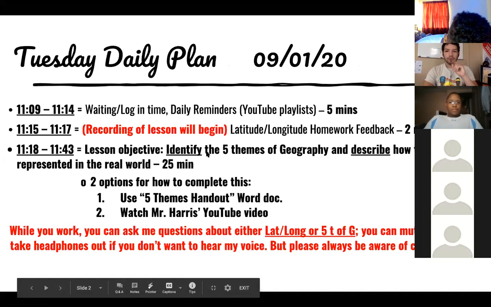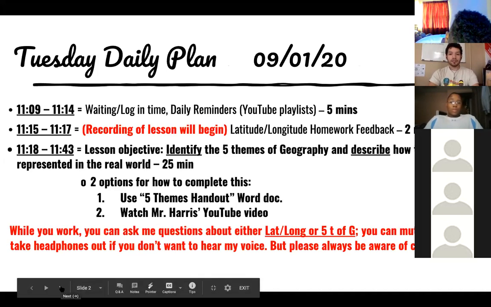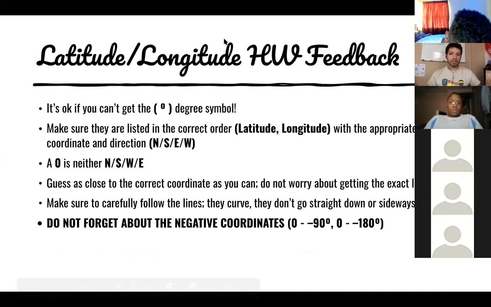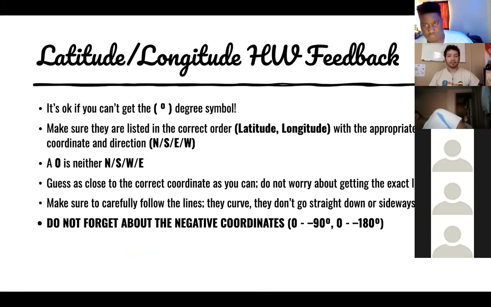So let me go over really quickly the homework feedback with you guys. There are some extra tips and advice for the longitude and latitude, especially if you're completely lost and you're like, I'm looking at this, Mr. Rodriguez, and I ain't got a clue. So here are some extra things I want you to be aware of. I'll go through this fairly quickly. It's okay if you don't get that degree symbol. We're talking about degrees with these coordinates; those are what those numbers are. If you can include it, that's great. If you can't, don't worry about it.